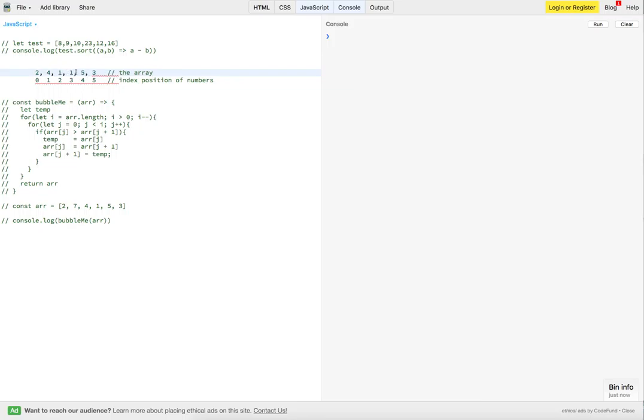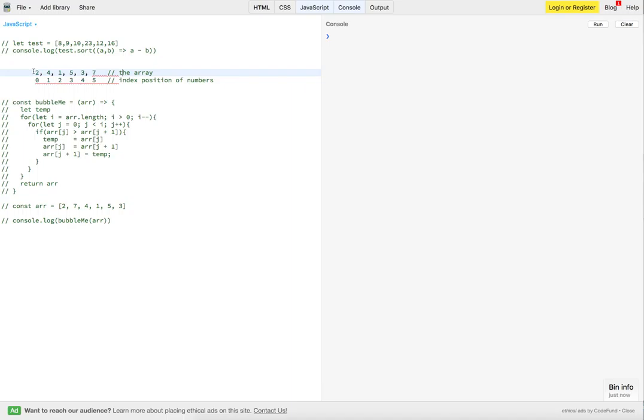So we put 1 here, 7 there. Moves up the chain again. Is 7 greater than 5? Yes, it is. So we just switch the position. And lastly, is 7 greater than 3? It is. So let's switch positions. So that's our first pass.